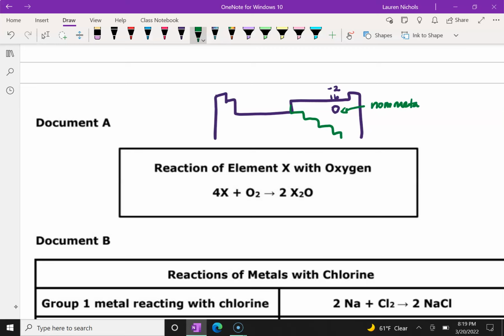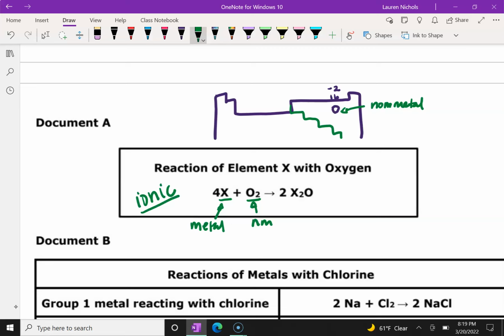And so if element X is reacting with oxygen and this is a nonmetal, then what's most likely happening is that X is a metal. Okay, that we have this opposite. So we also know that this means that they'll form an ionic bond.